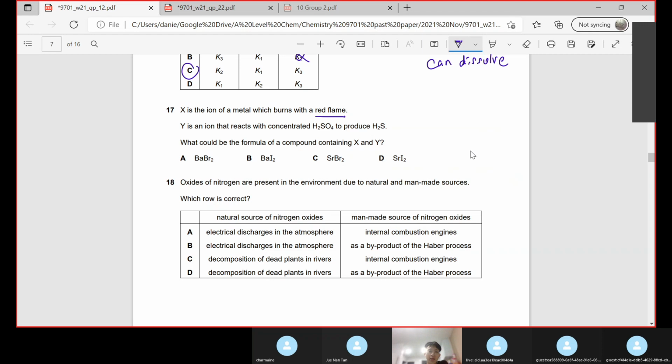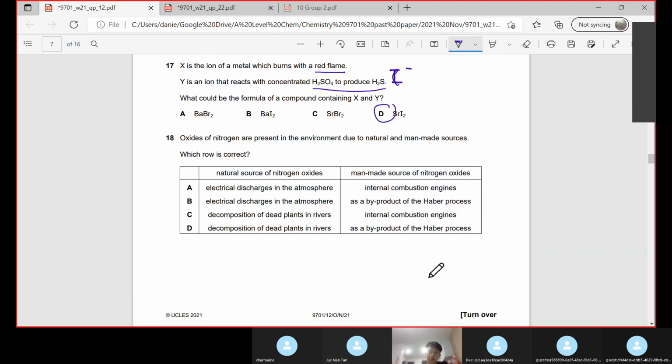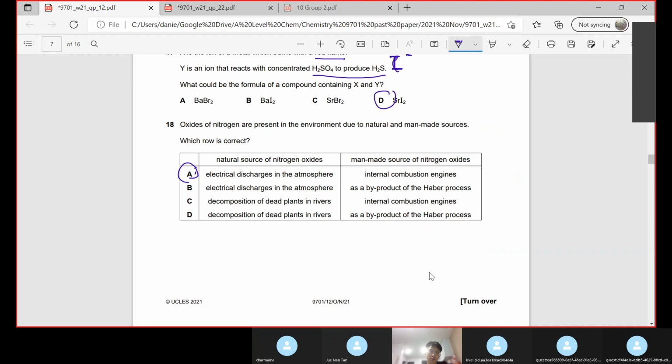Then why is an ion reacted with the H2SO4 to produce H2S? Only iodide ion can reduce concentrated H2SO4 to produce H2S. So the answer is D. Okay, 18, the answer is A. This one is straightforward and it is in the notes already, so I won't explain here.